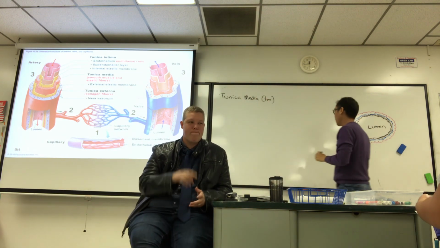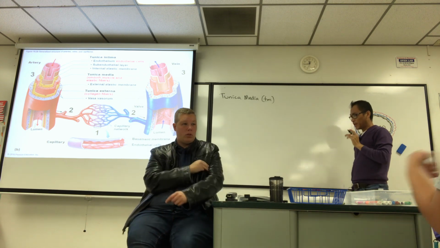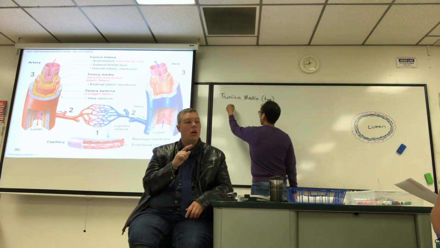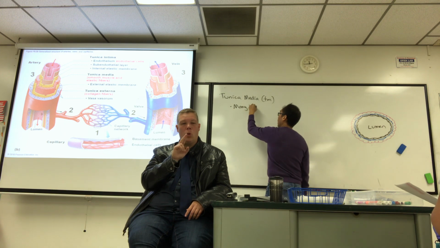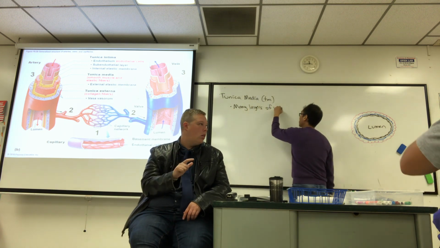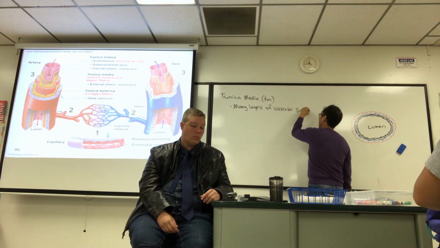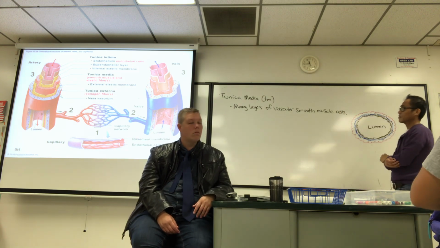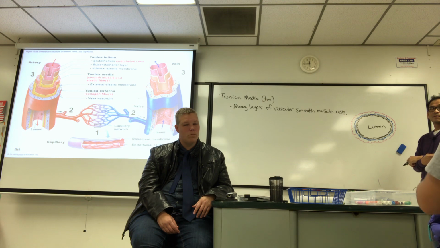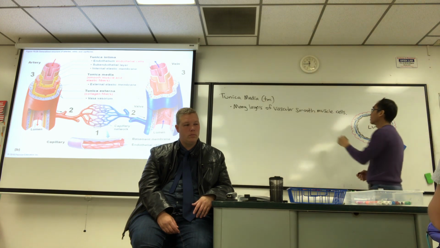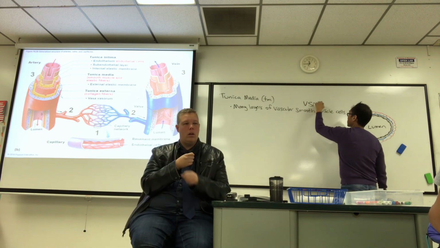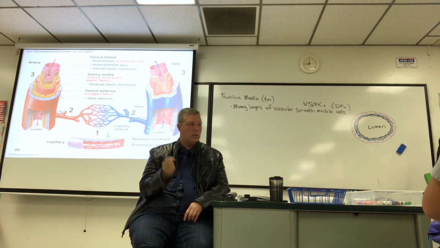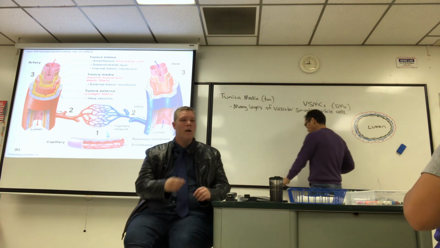In the tunica media, the muscle layer, the primary cell is the smooth muscle cell, sometimes called vascular smooth muscle cells. You have many layers of vascular smooth muscle, sometimes abbreviated VSMCs or SMCs. So if I ever use those abbreviations, you know where I'm coming from. Now these are spindle-shaped cells. They're arranged in a circle.